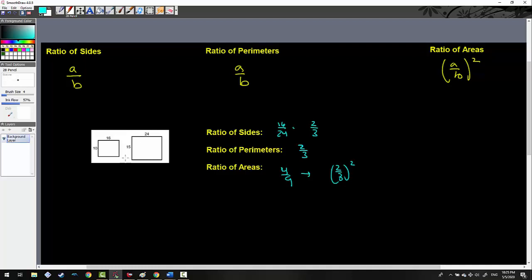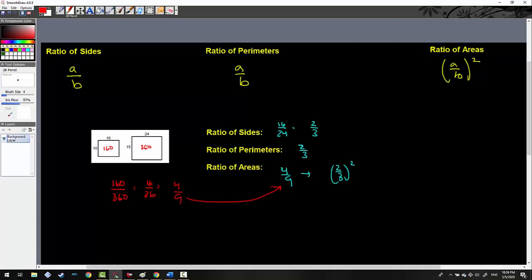Let's find the areas of each of them. Well, the area of the small rectangle is going to be 160. And the area of the second rectangle is going to be 360. And if I did 160 over 360, that would become 16 over 36. And they both divide by 4. 16 divided by 4 is 4. 36 divided by 4 is 9. That is what we predicted without having to actually find the areas of each of them. So pretty easy problem right there.